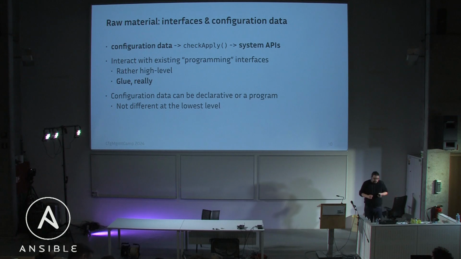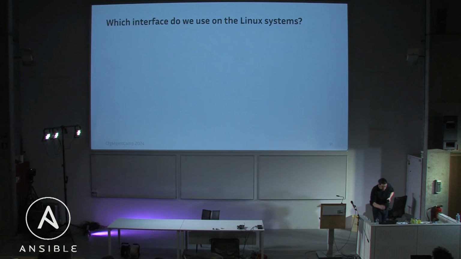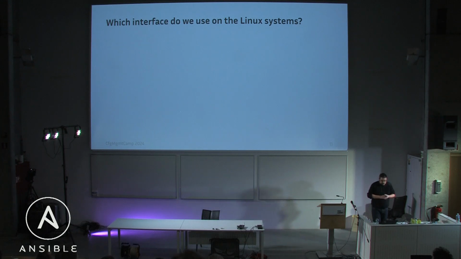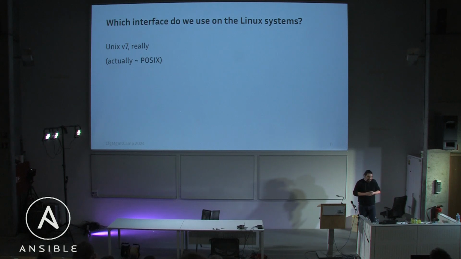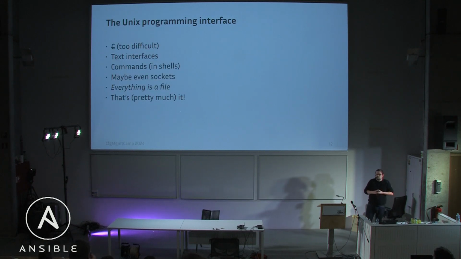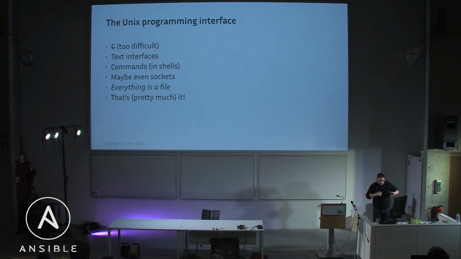For the next slides, we'll focus a bit more on the Linux server context, and we'll see what system interface we actually use in automation on Linux systems. For the most part, it's really Unix v7, or stuff that existed there, or maybe something that we would call POSIX. Most of what we manage on the systems uses text interfaces, commands, maybe sometimes sockets, but that's pretty much all. So we still use kind of old interfaces. I've struck the C because using C APIs is difficult, so we often end up using commands and text interfaces for a lot of automation software.